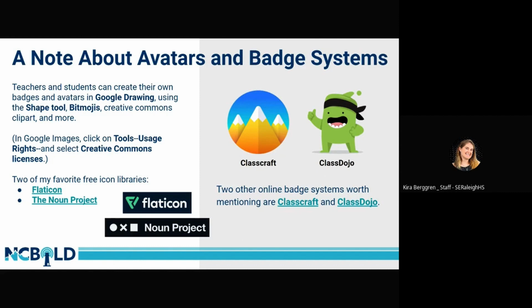If you don't want to use Flaticon or the Noun Project, you can also do a Google image search, but be cognizant of copyright infringement laws. And to avoid that, you can click on Tools, Usage Rights, and then select Creative Commons licenses if you are searching in images through Google. That will help you avoid any copyright infringement.